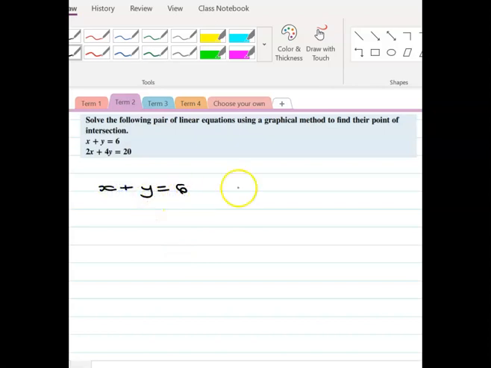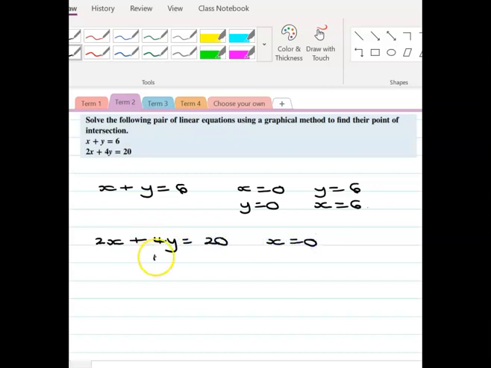When x equals 0, we get y equals 6. So there's one coordinate. When y equals 0, x equals 6. So that's that one. And then let's look at the second equation. When x equals 0, I'm going to have to sub that in, I get 4y equals 20, y equals 5. So when x equals 0, y equals 5.